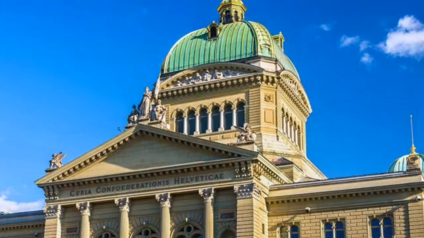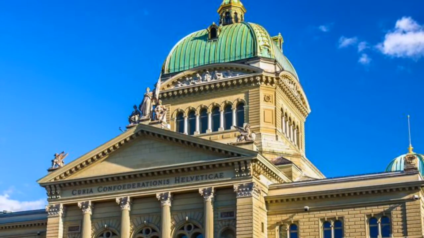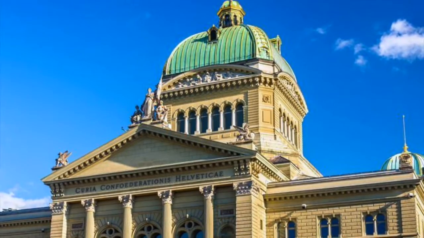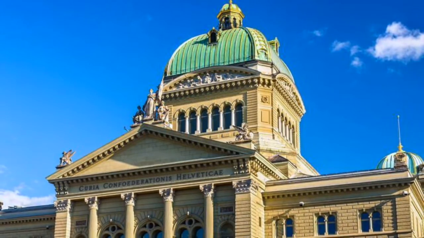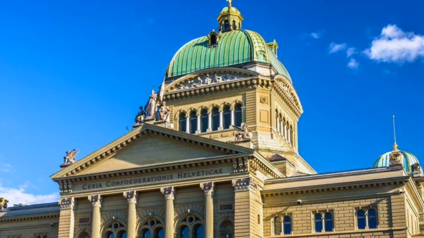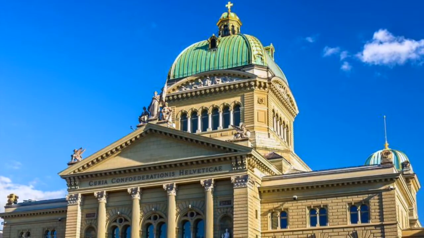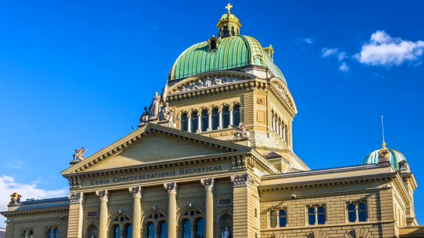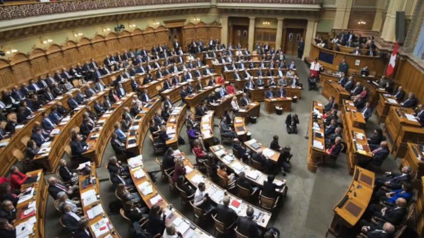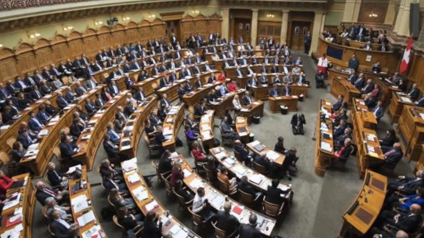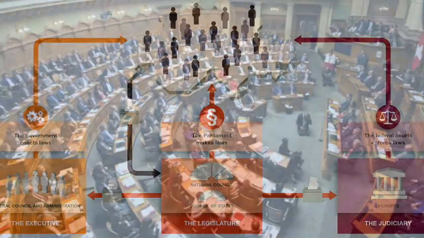The Federal Assembly, also called Parliament, consists of 2 chambers: the National Council, which represents the Swiss people, similar to our Australian House of Representatives, and the Council of States, which represents the 26 cantons, just as our Senate does our states. The federal government is also known as the Federal Council and consists of 7 members.